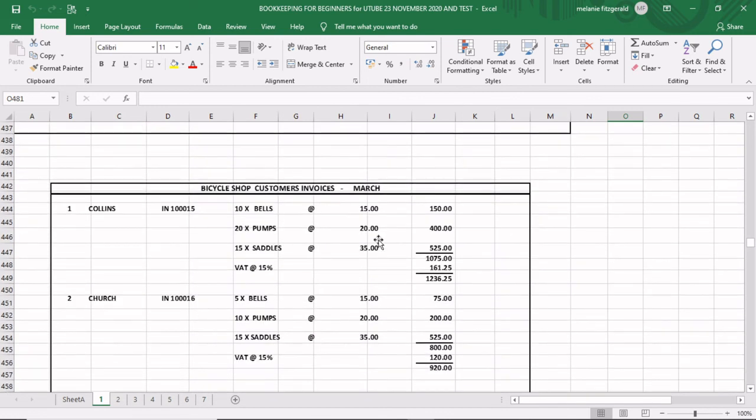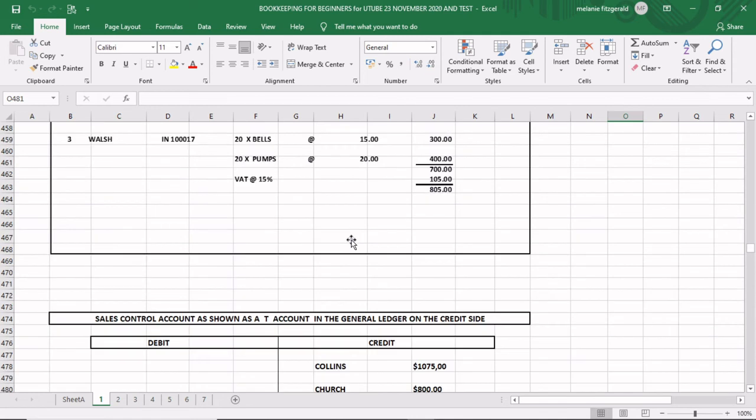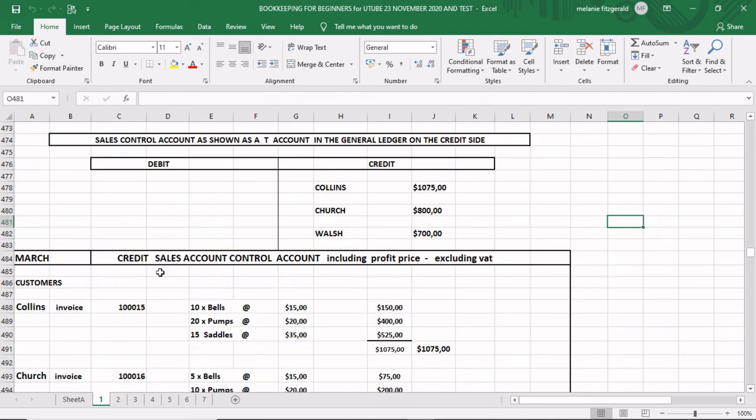All right, so we're going to put this invoice again that we invoiced out to Mr. Collins for the stuff he bought. Remember earlier I had this invoice up the top. We're just going to put it out again just as a reminder, because we are now going to do, watch my mouse, the sales control account. All right, including the profit price, excluding VAT. Okay, so it includes the profit price, excluding VAT.